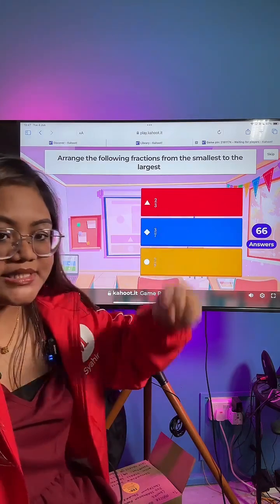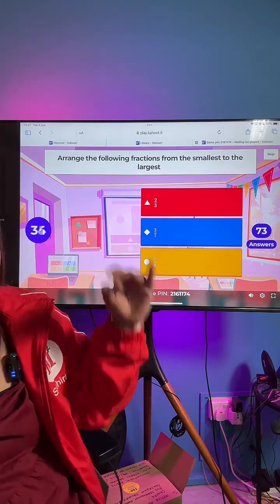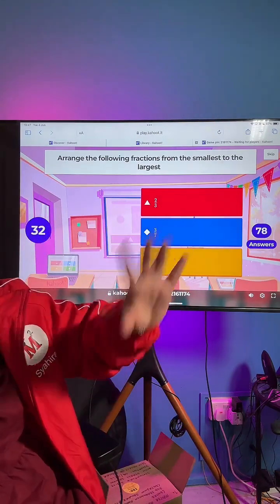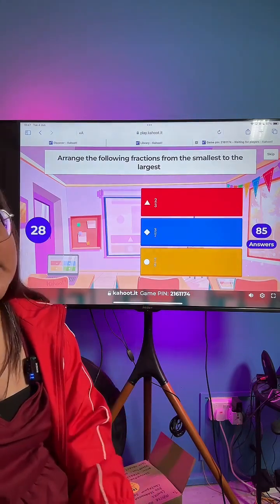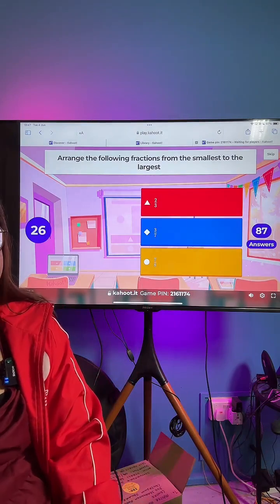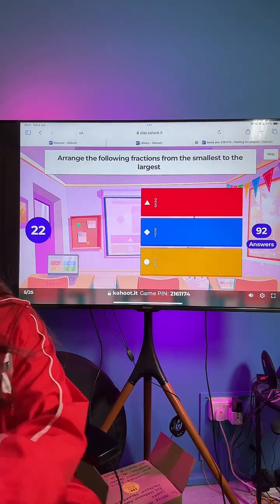Alright, so all you got to do is rearrange the pieces. Okay, smallest on top, biggest at the bottom. This one, foundation friends also can join. Okay, you can also try this one. Alright, you have 20 more seconds.